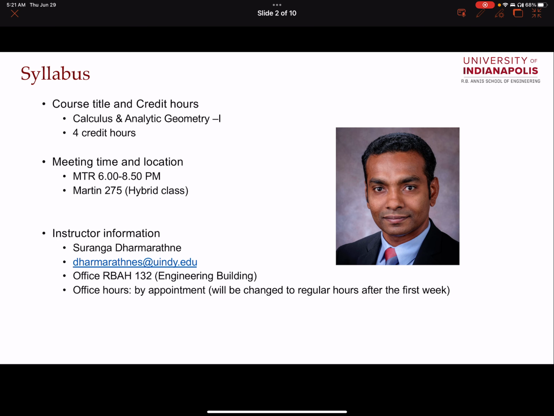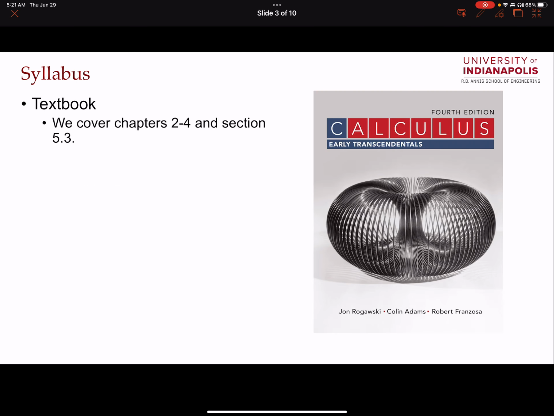And that's basic information. And here's our textbook. This is the textbook that we're going to use for this semester, for this class. We're going to cover chapters 2 to 4, and if time permits, section 5.3 of chapter 5. The authors are John Rogawski, Colin Adams, and Robert Franzosa. And this is Calculus: Early Transcendentals, fourth edition.